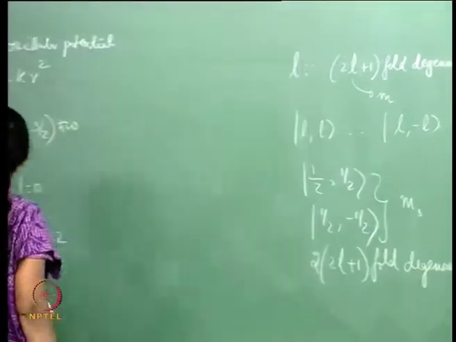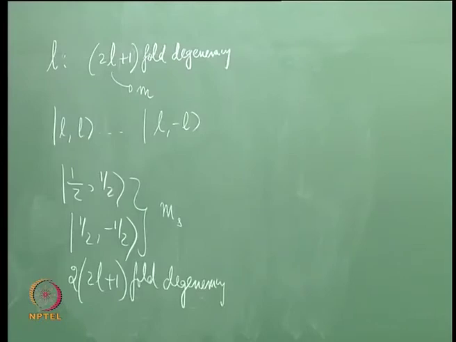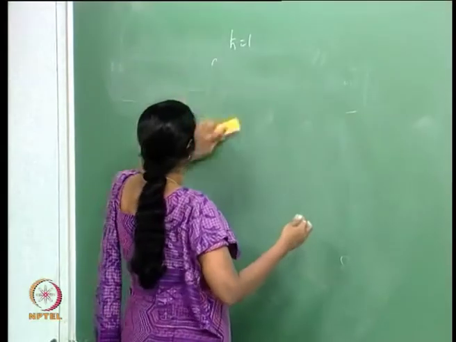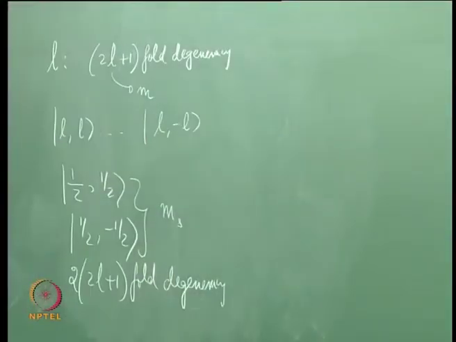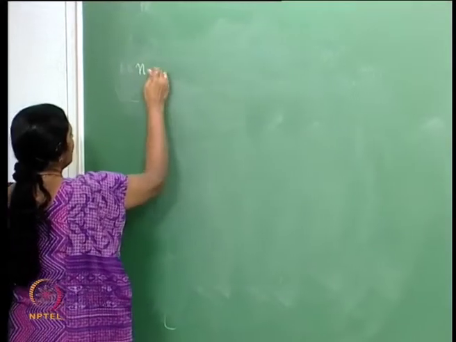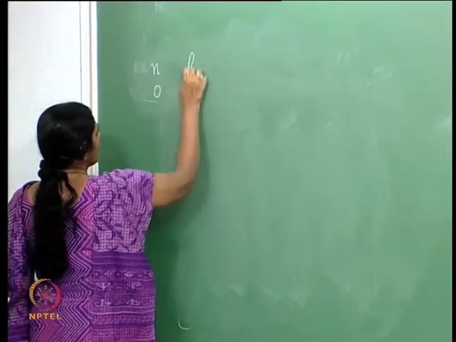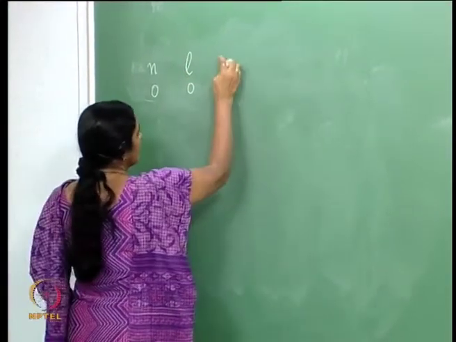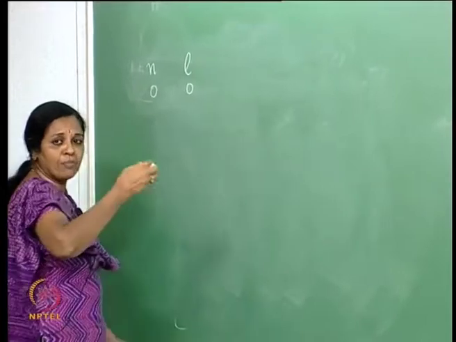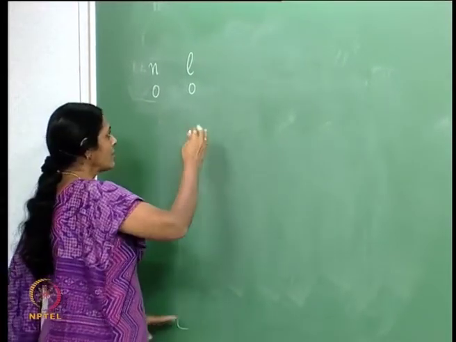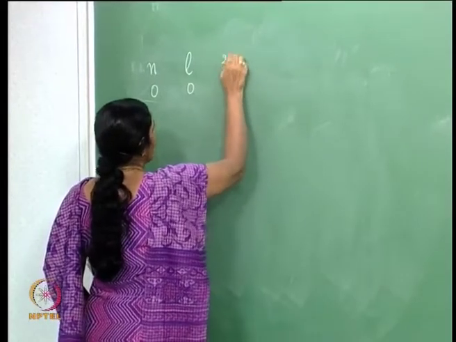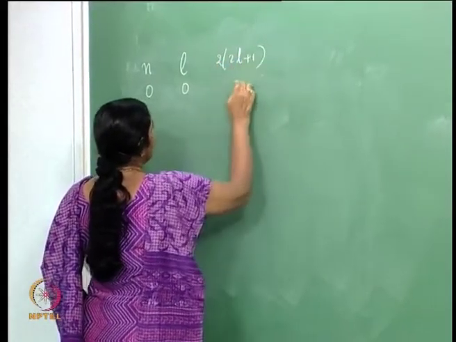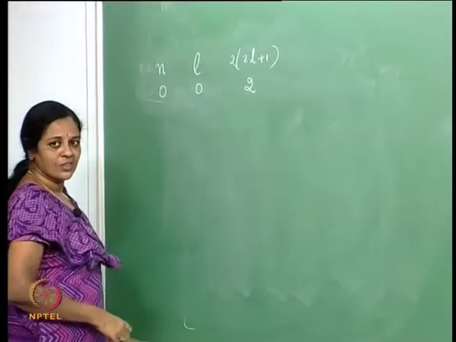So, now let us do this calculation. I have not put in the spin orbit coupling term at all. I am just working with the oscillator. So, let us start with n equals 0. So, L takes value 0. The degeneracy, which means the number of particles, number of protons for instance, which I can put in this level, is twice (2L plus 1), which means I can put in 2 protons.